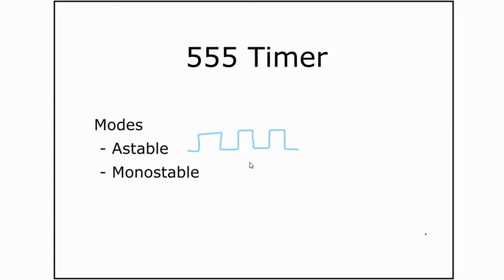In monostable, the output initially will be low. Then once you give a trigger, it will turn on and continue to be on for a certain duration of time, and then it will turn off. And again, you have to re-trigger for this operation to happen.